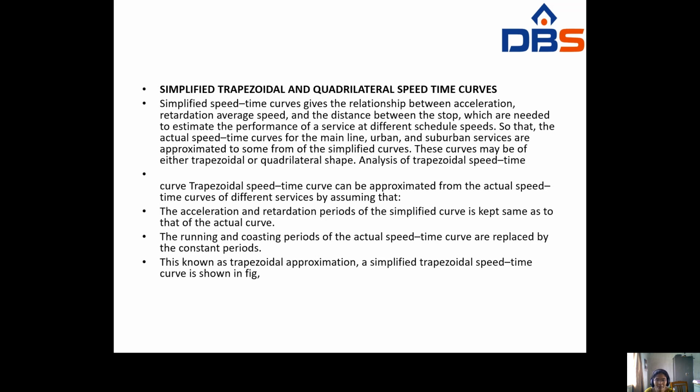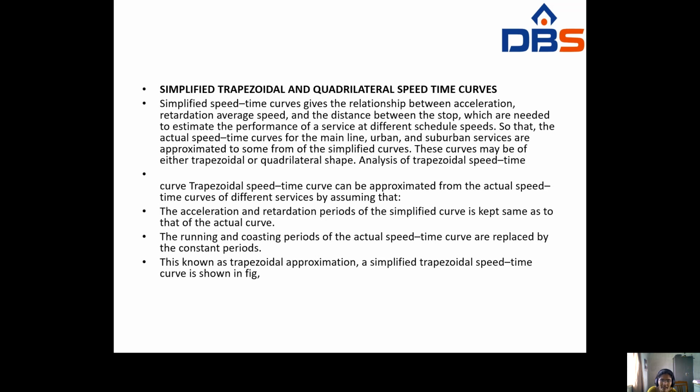The free running and coasting periods of the actual speed time curve are replaced by constant speed periods. Compared to the actual speed time curve, the running and coasting periods are replaced by constant periods. This is known as trapezoidal approximation.